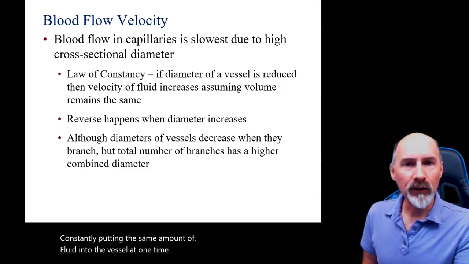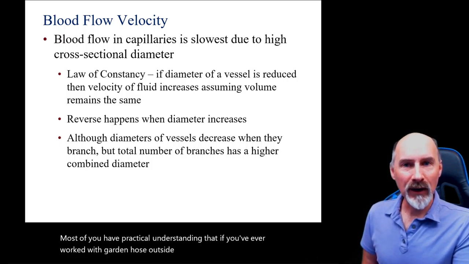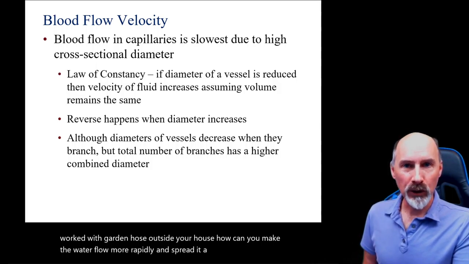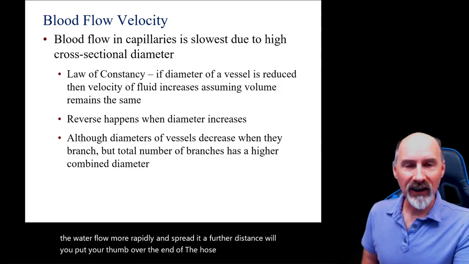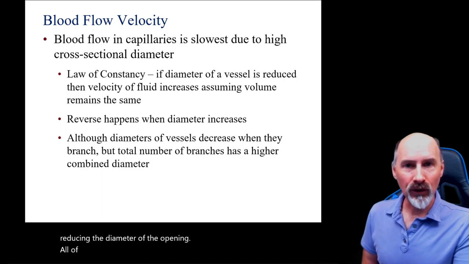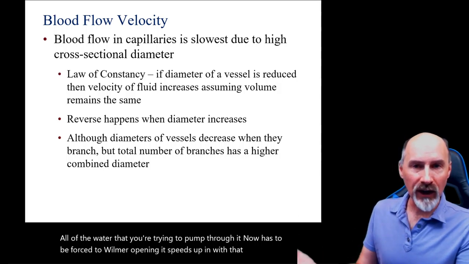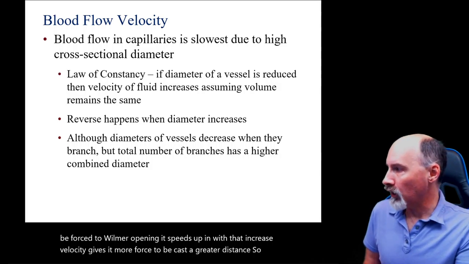All right. Most of you have a practical understanding of that. If you've ever worked with a garden hose outside your house, how can you make the water flow more rapidly and spread a further distance? Well, you put your thumb over the end of the hose. Because you're reducing the diameter of the opening, all of the water that you're trying to pump through it now has to be forced through a more narrow opening. It speeds up, and with that increased velocity, it has more force to be cast a greater distance. So that's the law of constancy at work.